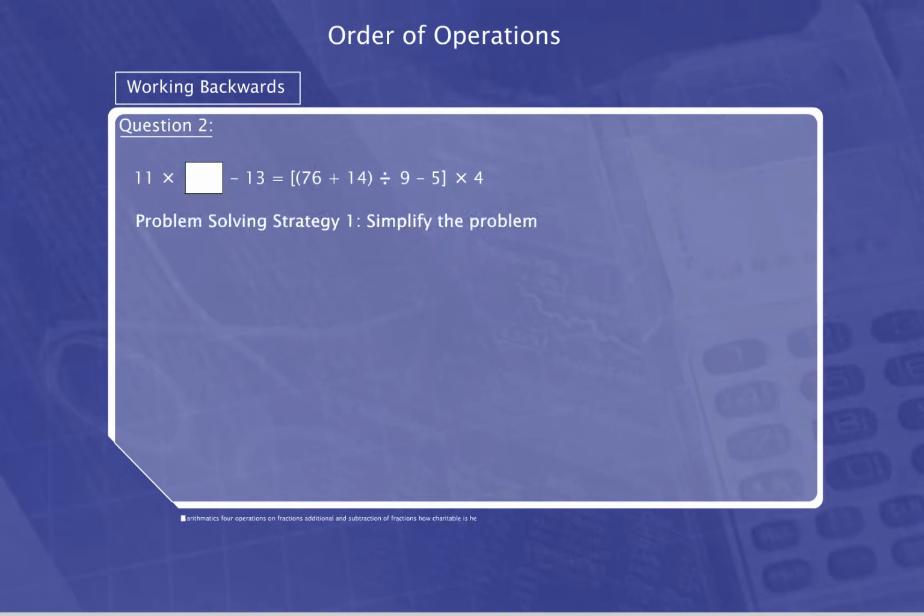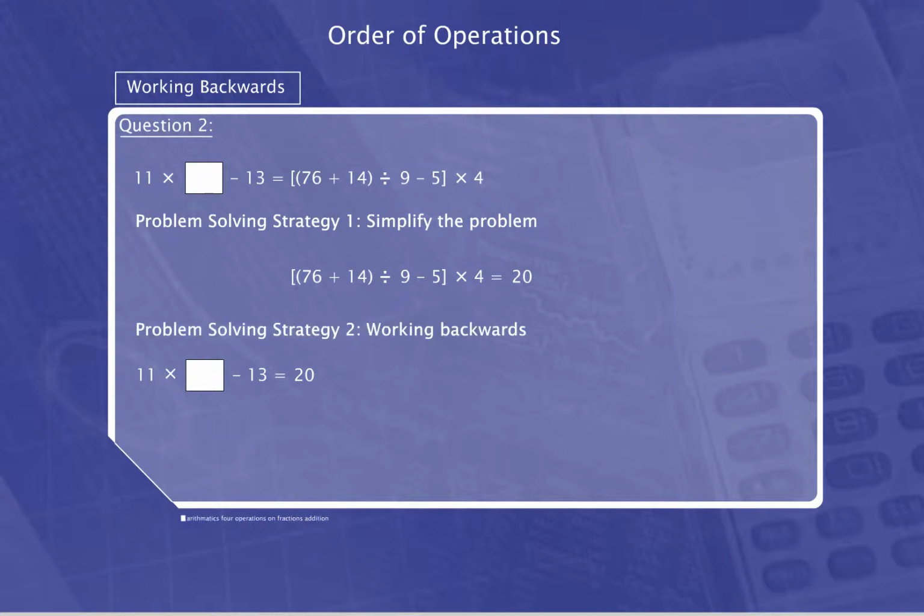First, we need to simplify the problem by evaluating the expression on the right side. Can you find its value? Now the sentence looks much simpler. Can you solve it by working backwards?